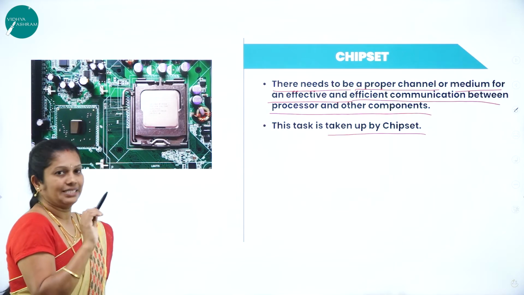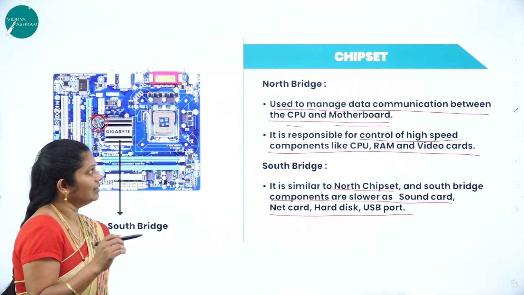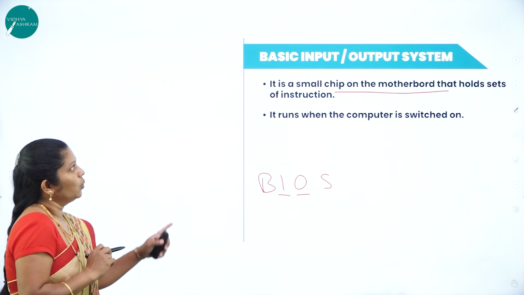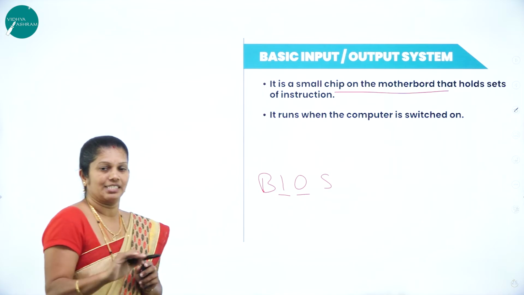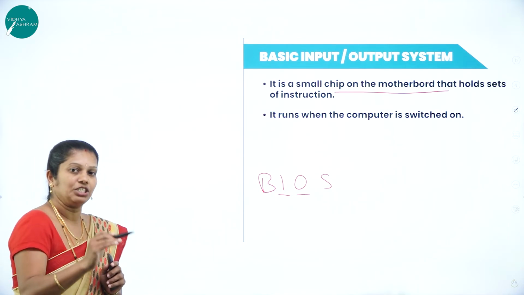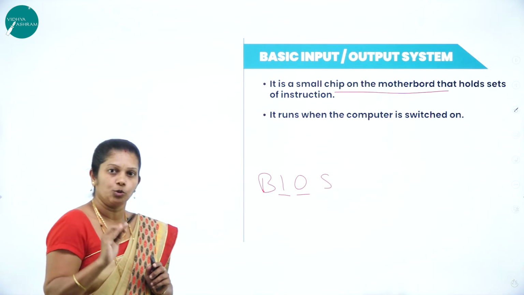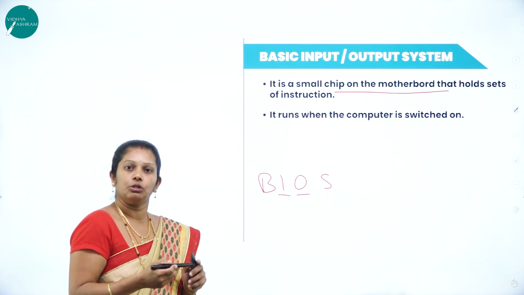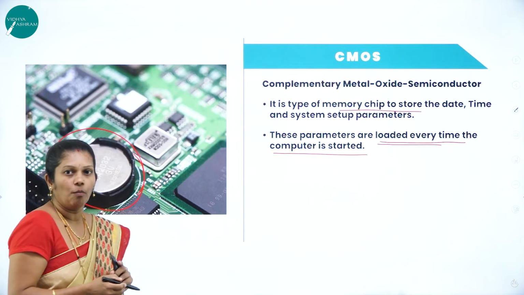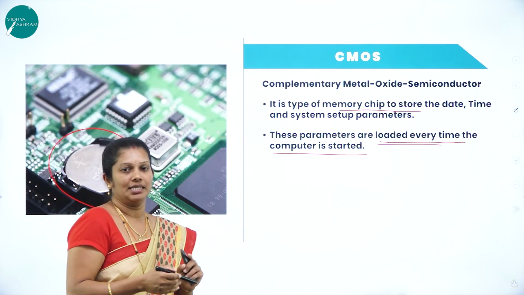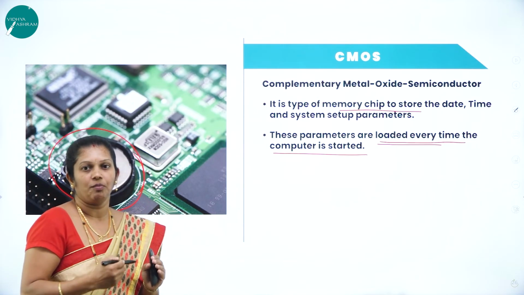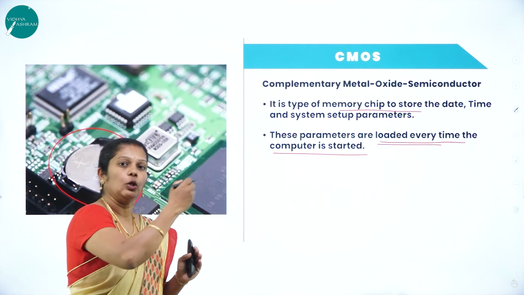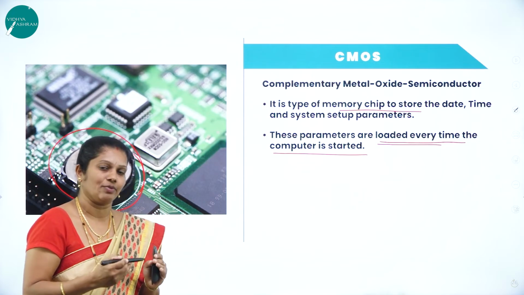Chipset is the proper channel where we can transfer the data. When we come to chipset, there we have north bridge as well as south bridge. The basic input-output system helps to store the information regarding input devices as well as output devices. Automatically it will work. It will reload the program when we switch on the system. The complementary metal oxide semiconductor also contains some information regarding date and time. When we switch on the system, automatically it will reload all the information regarding date as well as time.